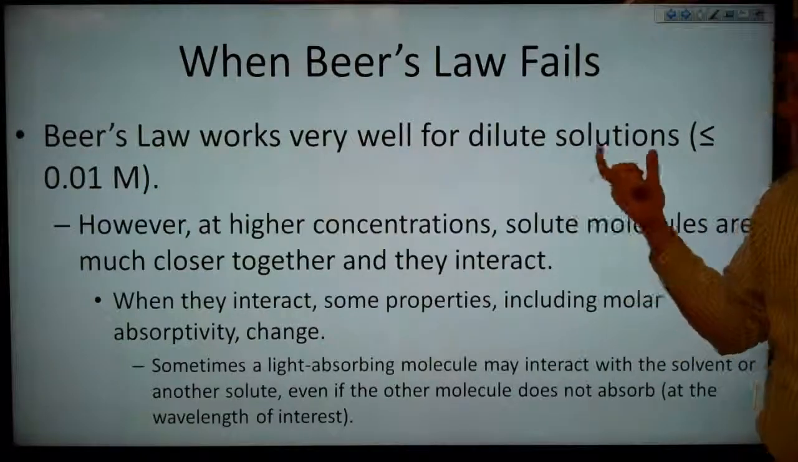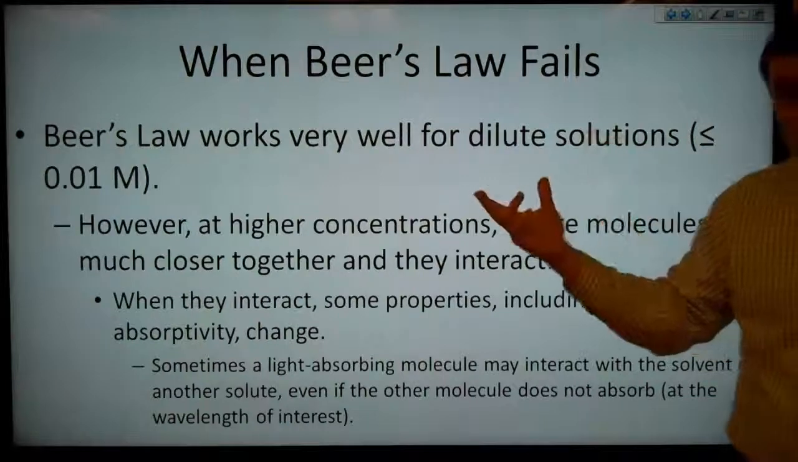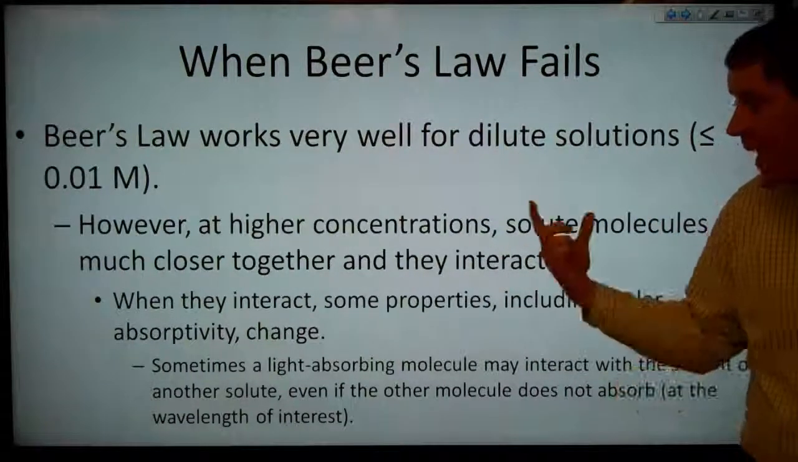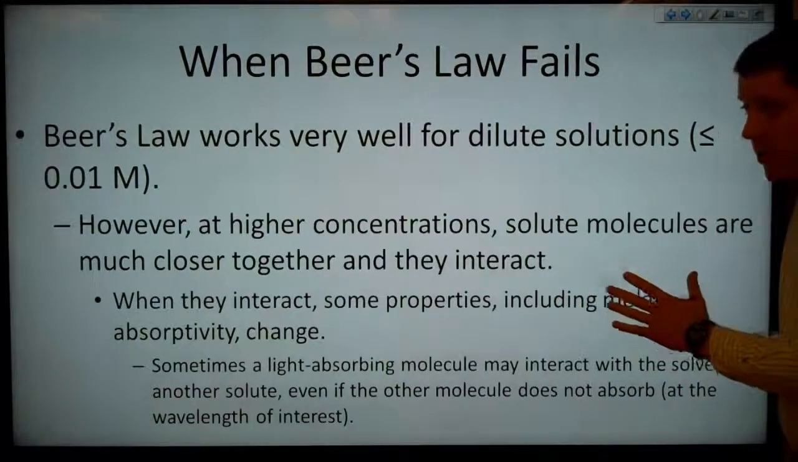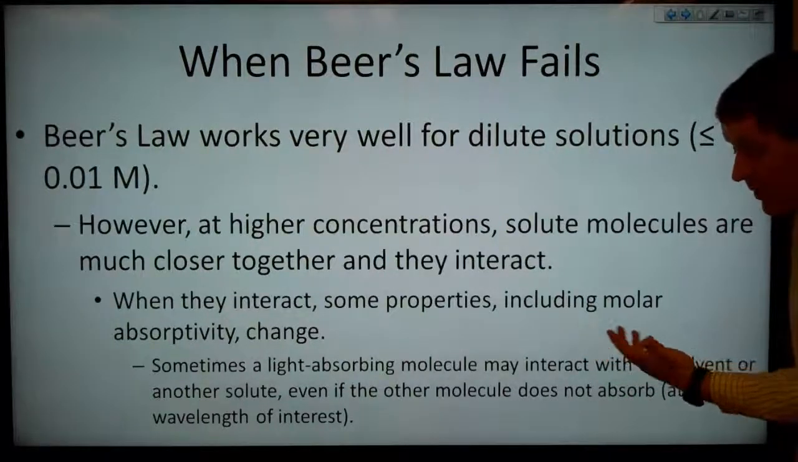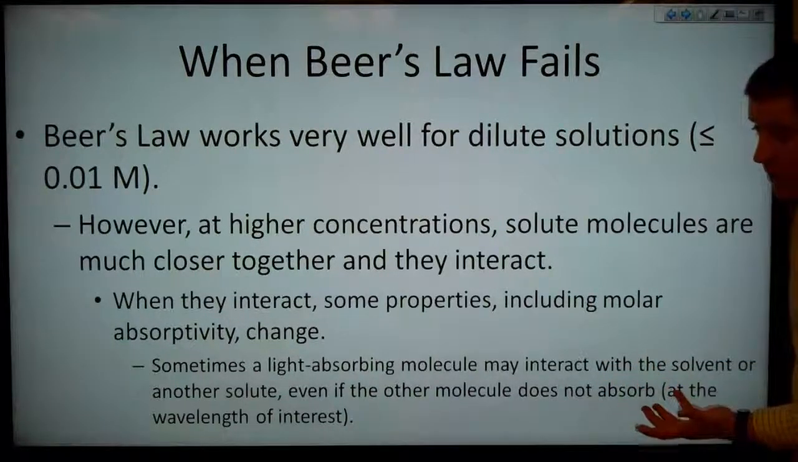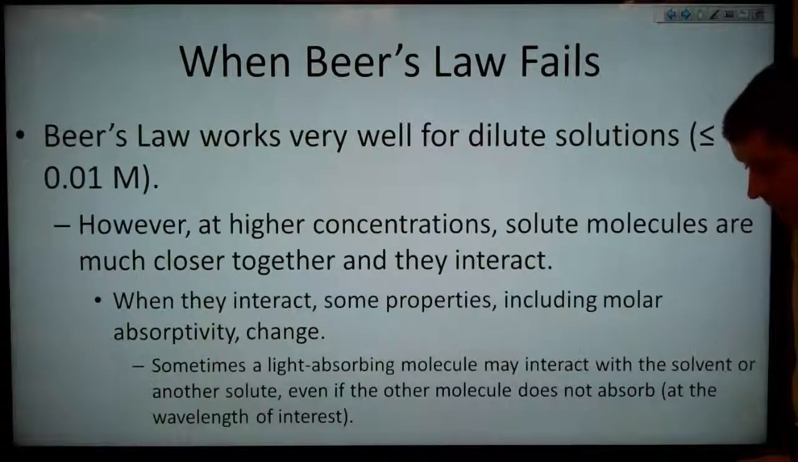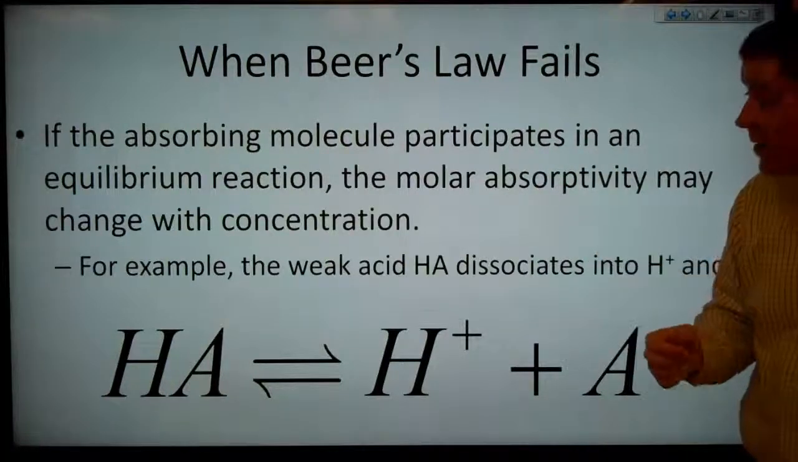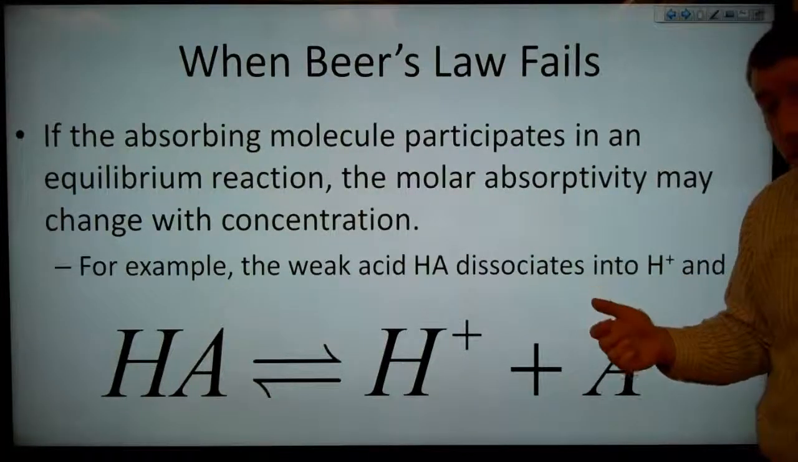Beer's law works very well for dilute solutions, which means less than or equal to 0.01 molar. But at higher concentrations, the solute molecules are much closer together, and then they interact with one another. And when they interact, some properties, including molar absorptivity, can change. So sometimes a light-absorbing molecule may interact with solvent or another solute, even if the other molecule does not absorb at the wavelength of interest.